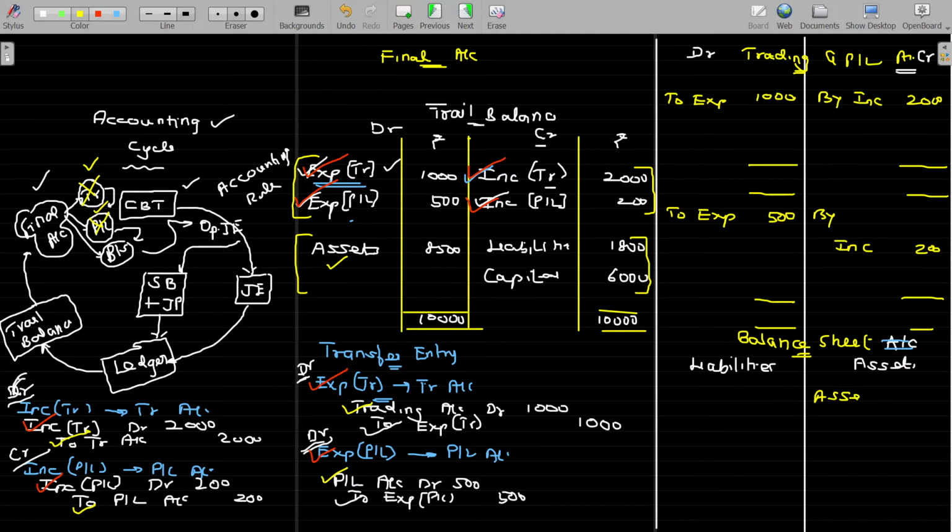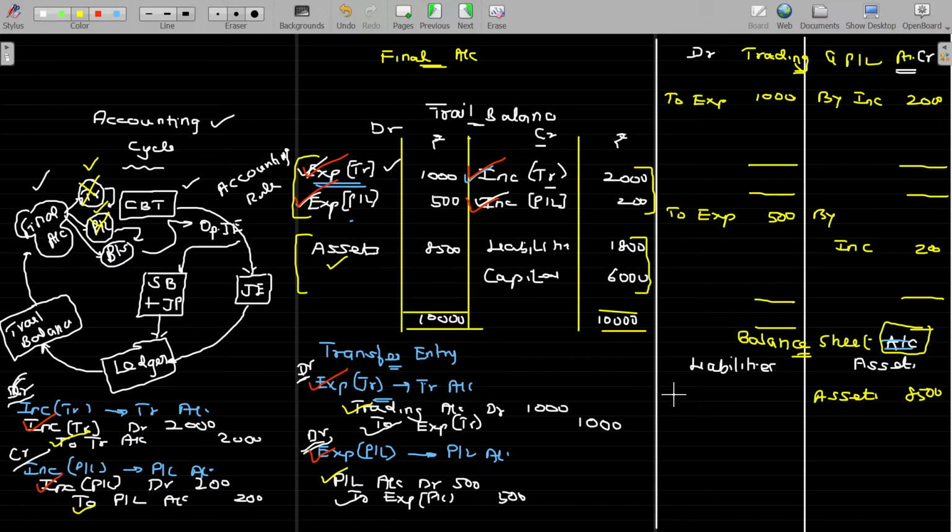so we don't pass the transfer entry here because it's not an account to transfer. Transfer entry means it should be transferred from one account to another account. It's an asset only. You just write down all the assets as a statement. So in the asset side, I'm going to write down all the assets as a statement. So here the asset being 8,500.